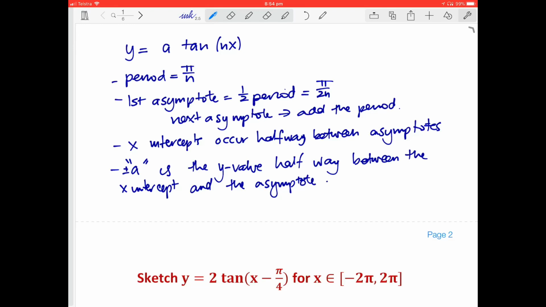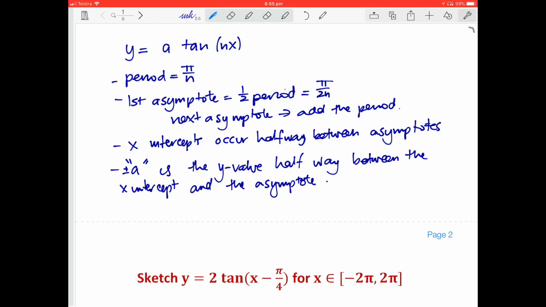Okay, so our period's pi on n. Our first asymptote is pi on 2n. The next asymptote, we just add our period. The x-intercepts occur halfway between the asymptotes. Plus or minus a is the y value halfway between the x-intercept and the asymptote.